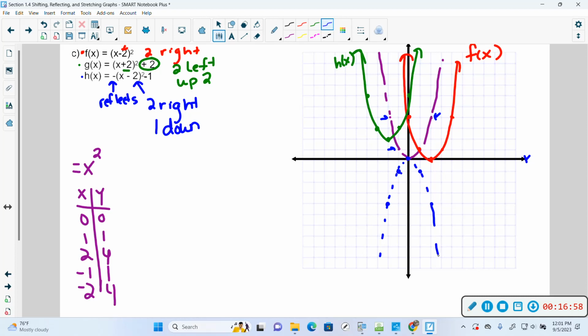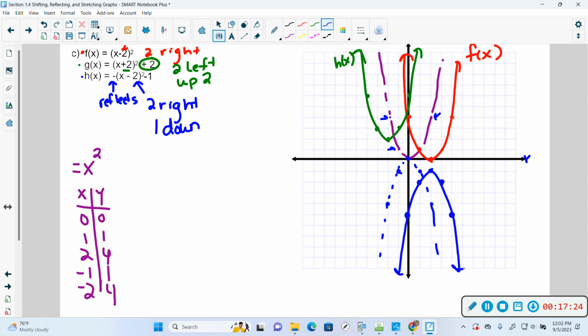Now I'm going to do the rest of it. 2 right, 1 down. So I'm starting at the vertex, 0, 0, 2 right, 1 down. Negative 1, 1, 2 right, 1 down. I'm trying to draw these points a little bolder. These are going to be my final ones. I'm at 1, negative 1, 2 right, 1 down. Negative 2, 4, 2 right, 1 down. And then the last point here at 2, negative 4, 2 right, 1 down. And that's what I'm going to draw on.